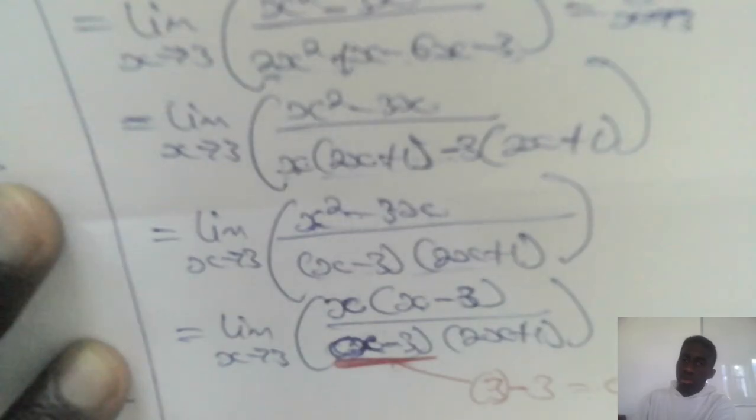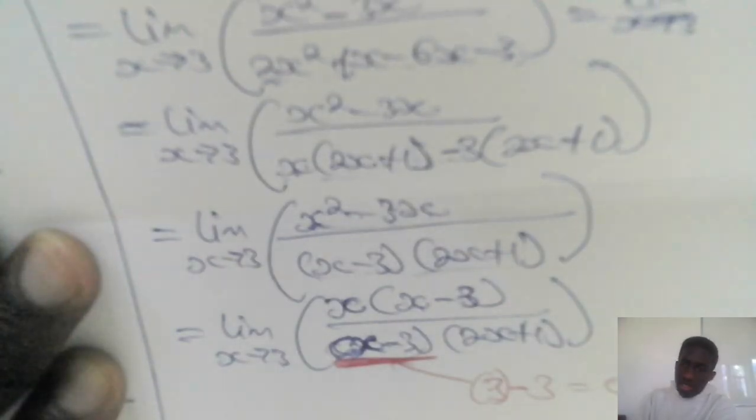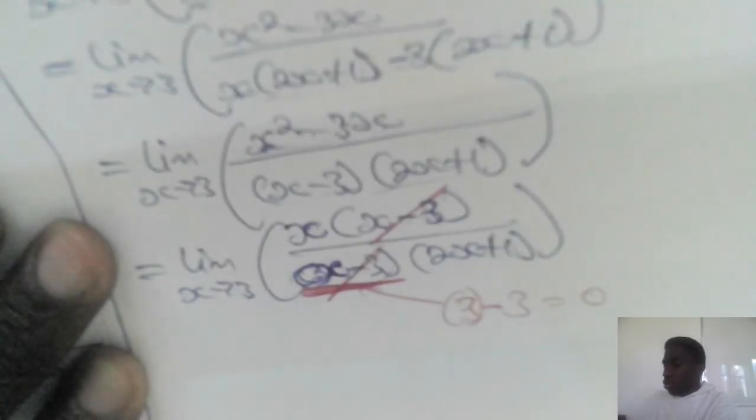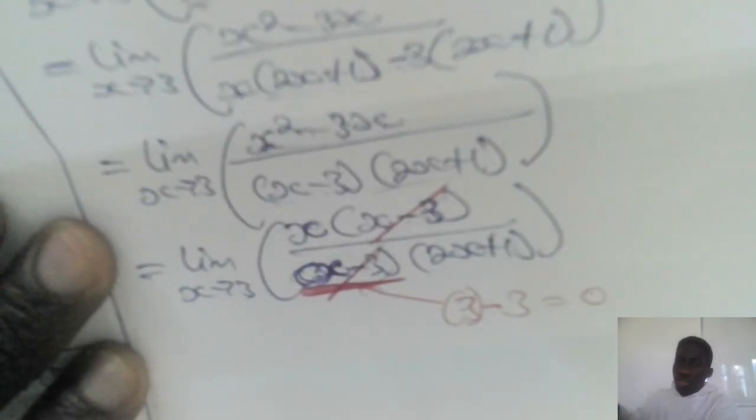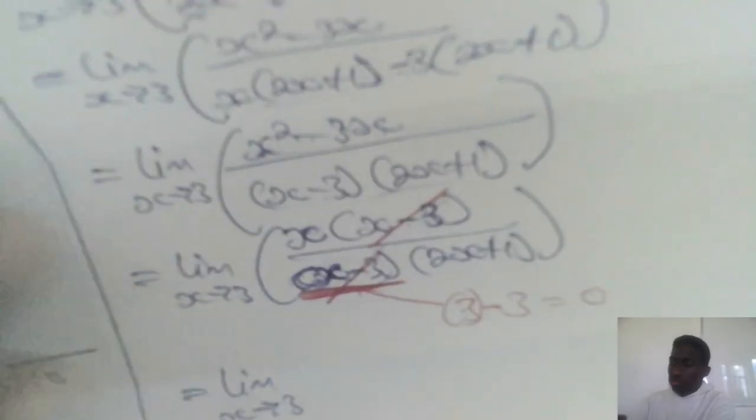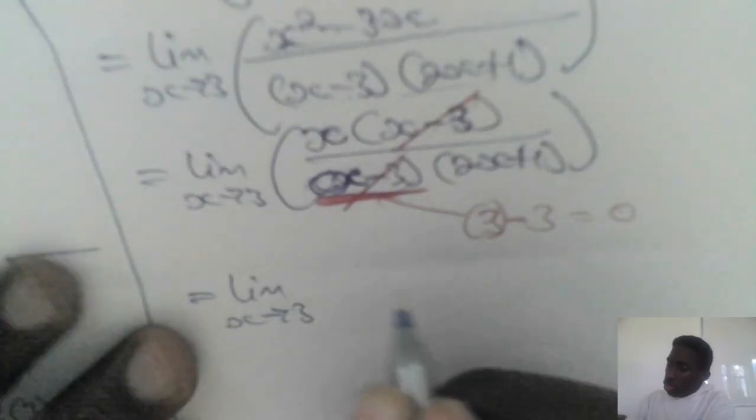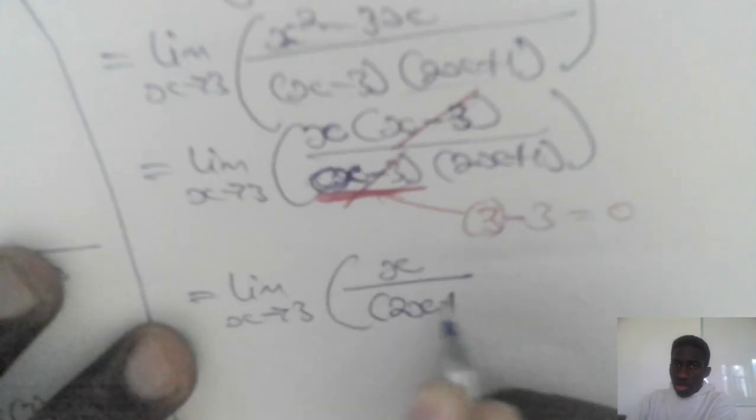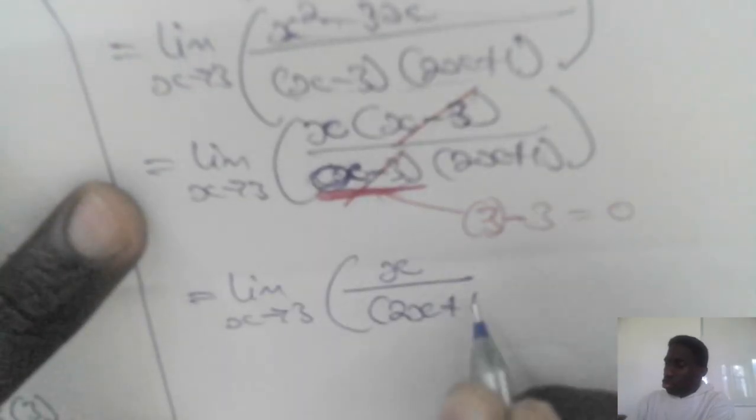So the method here we're using is to eliminate these two. So we cross them out. This x minus 3 can knock off x minus 3, meaning that your 0 causing factors are gone. And once they are gone, this becomes limit as x approaches 3 of x divided by 2x plus 1. That's the factor you're left with, 2x plus 1.